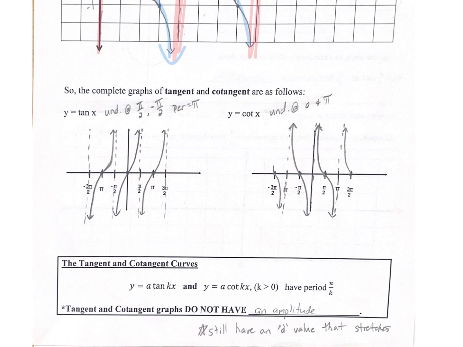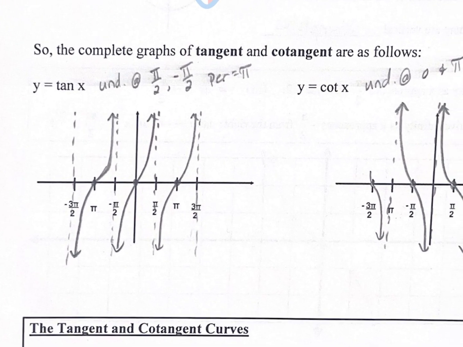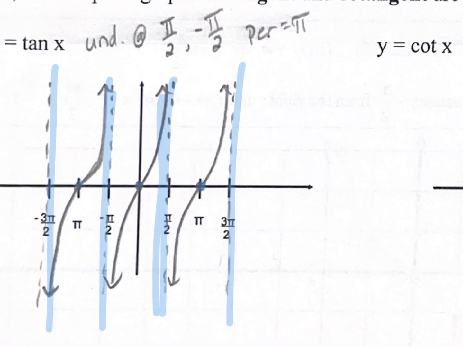Okay, so the next part it says, the complete graphs of tangent, cotangent are as follows. If you want to graph a quick sketch, tangent is undefined wherever x is 0. So x is 0 at pi over 2 and -pi over 2. So that's why we have the asymptotes at pi over 2 and -pi over 2. Okay, and this is just a quick sketch. We know that tangent goes up to the right, down to the left, and then these points in the middle are going to be 0. So it's a quick sketch of the graph.